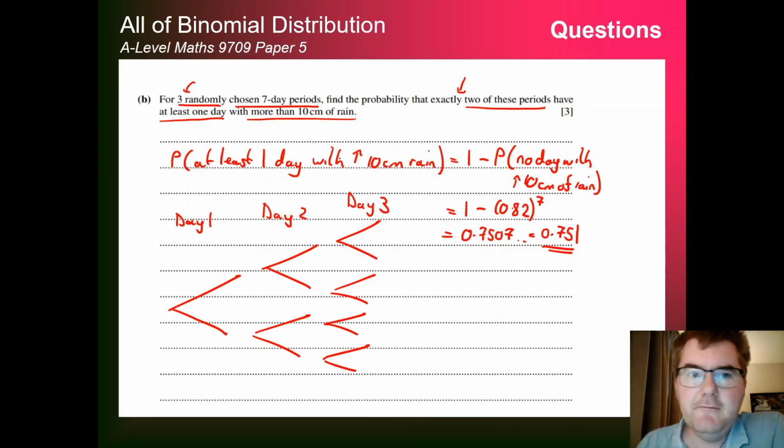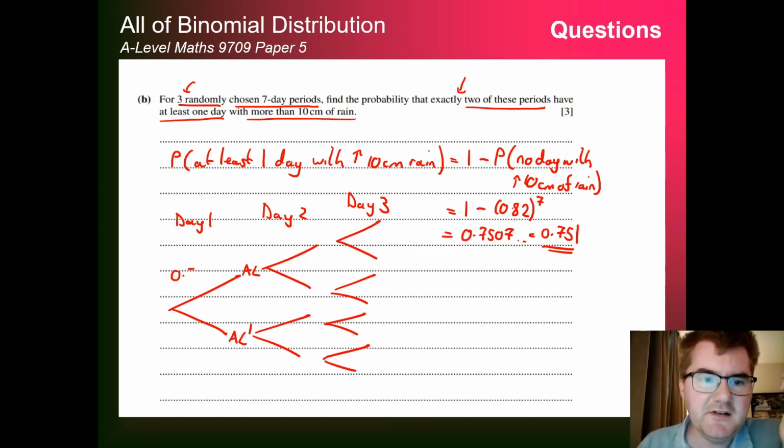And we either have at least one day of more than 10 centimeters of rain, or we don't have one. So we're turning it into a binomial. Either we have at least one day of more than 10 centimeters of rain or not. So we've got AL for at least and then not at least. So at least one day we have 0.751. And then the opposite of that, what would that be? 0.249. Again, you can check on the calculator because these have to essentially add up to 1.